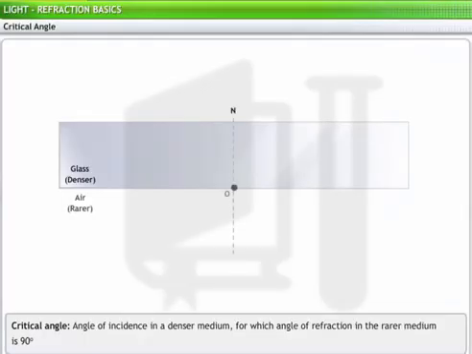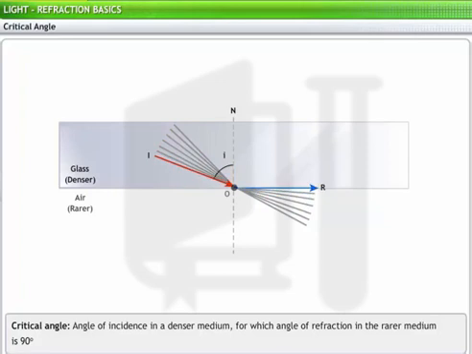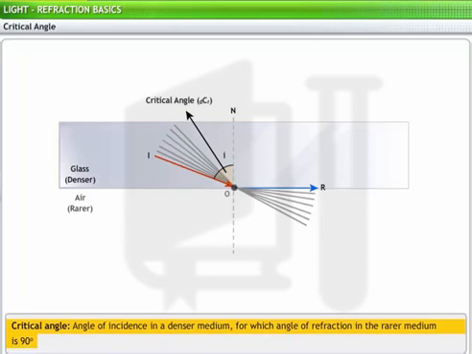Now let's consider a case where a light ray passes from a denser medium to a rarer medium and bends away from the normal. If the angle of incidence i in the denser medium is increased, then at a particular angle of incidence, the refracted ray propagates along the boundary of the two media. This angle of incidence is called the critical angle of the given denser medium with respect to the given rarer medium and is denoted by i_c.